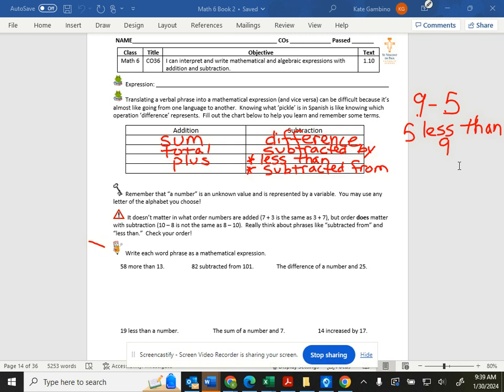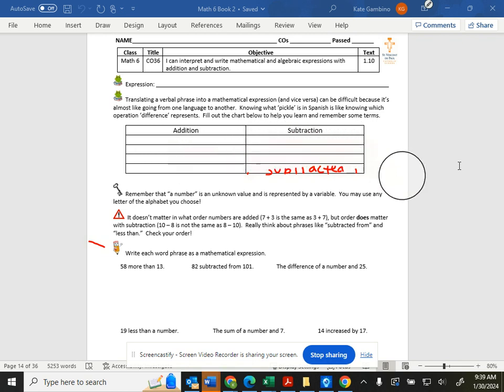So on this objective, we had to take their phrases and write the expression, and then we were given the expression and we had to write the verbal phrase. Any questions that we want to go over on this one? The big things to remember were these two need to be flipped. Okay. So let's look at our next objective.